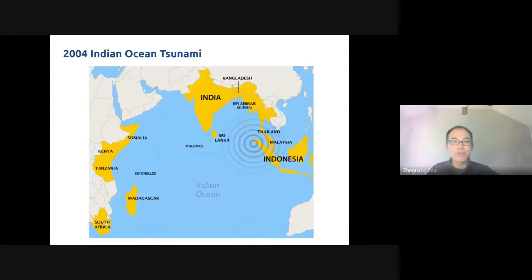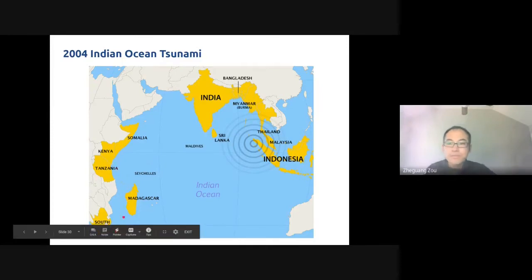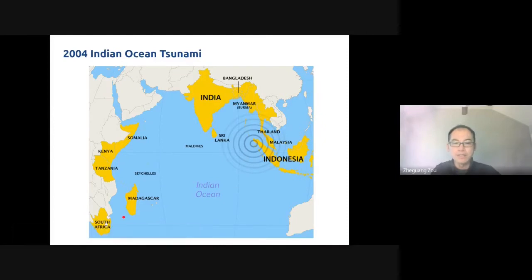This is another example: the 2004 Indian Ocean tsunami. That one was a big disaster for a lot of coastal areas. I think these yellow countries show the countries that were affected by this tsunami. It can affect a very large range, not just India and around Asia. It can also affect Africa. See here, they have big impacts and it was a big disaster. It can be global.